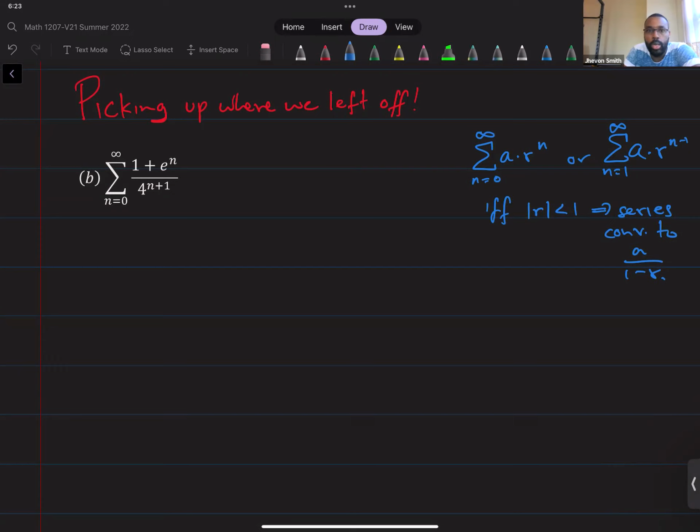So how would we apply that here? Maybe someone can tell me what is the a, what is the r, how would I apply it, get the answer, or does it even converge? Do we even know whether it converges? It could diverge if the absolute value of r is greater than 1. What do you guys think? Any ideas? Like, what is your a here? What is your r here?